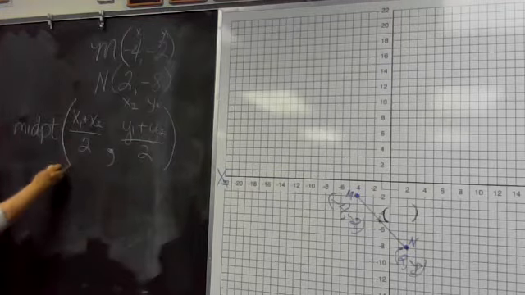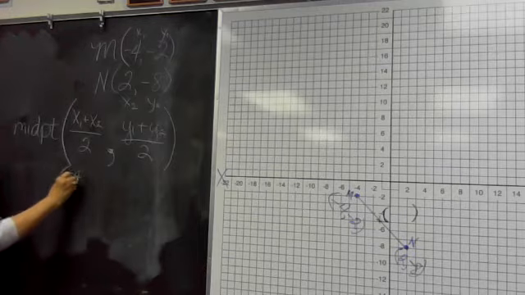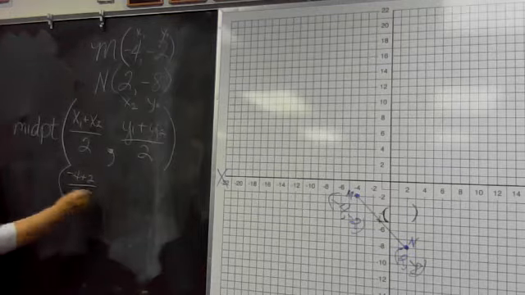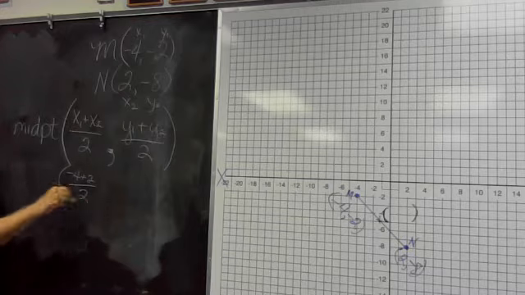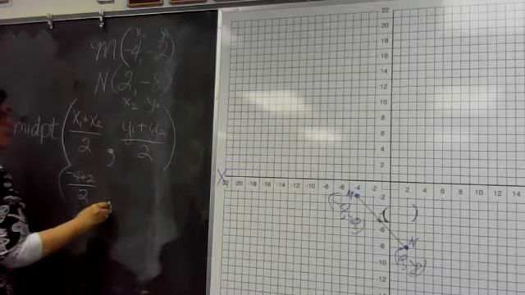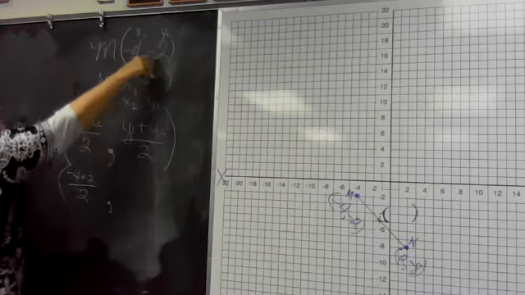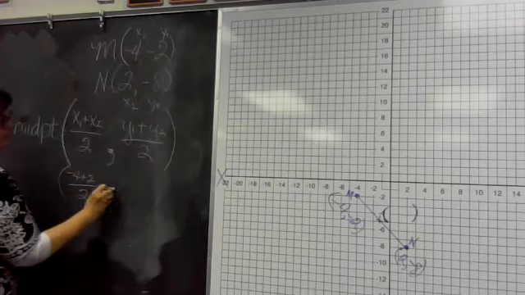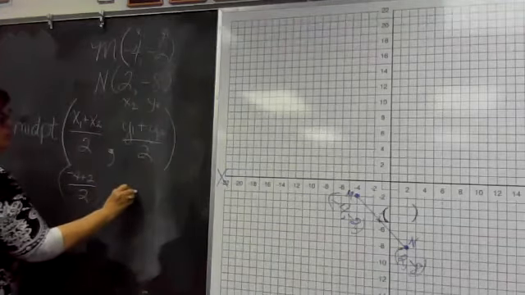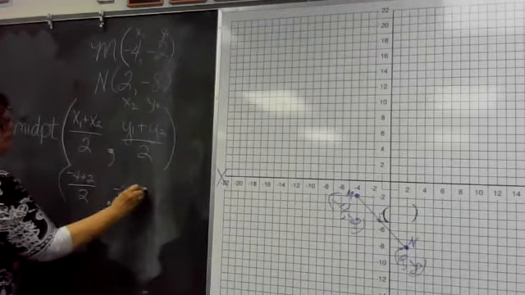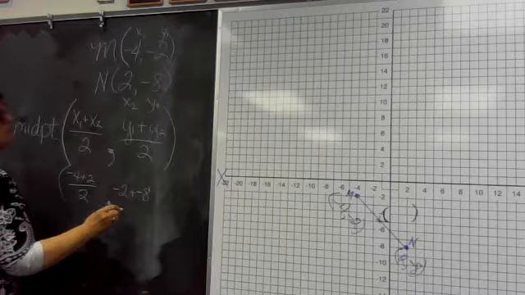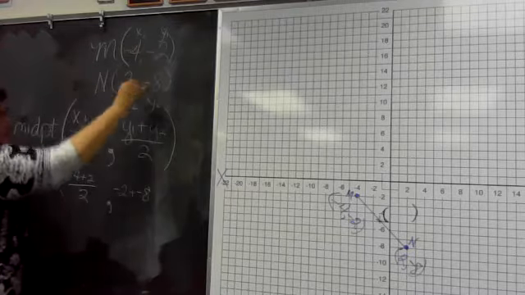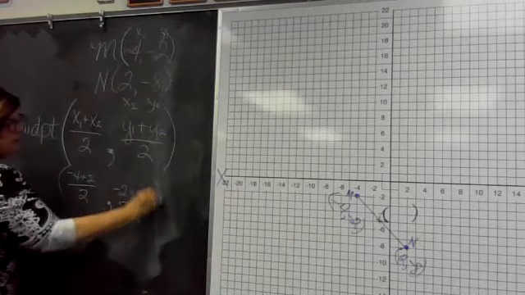So let's take x1 and x2. I have a -4 plus 2 divided by 2 is going to be this x coordinate. Then I'm going to take these two. I have a -2 plus a -8, and I'm going to divide by 2.